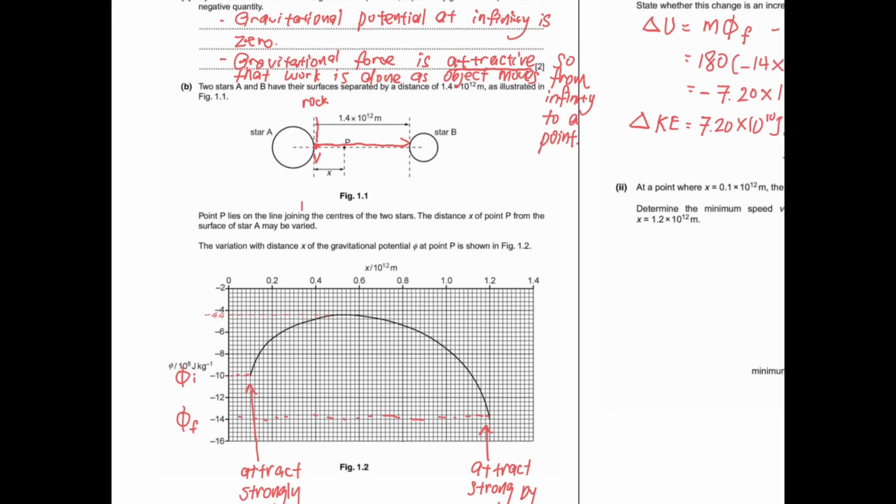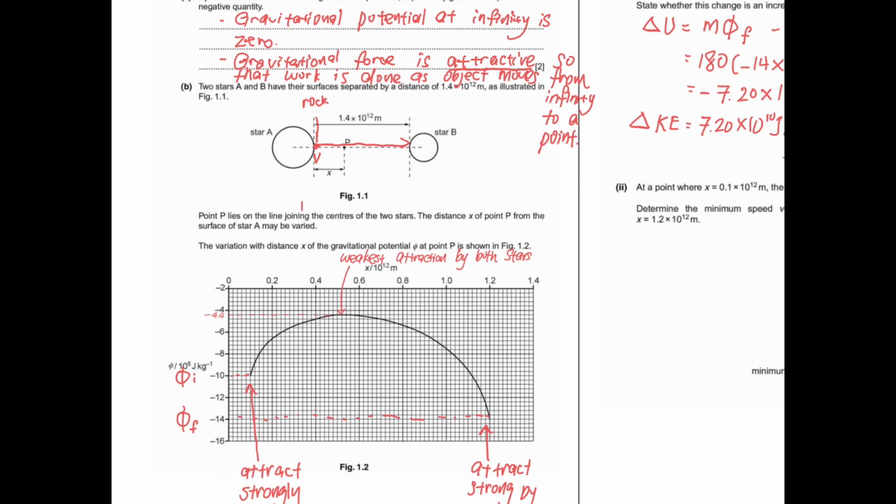Okay, so why is this value to be considered? Okay, so I have to say that this value is a point with the weakest attraction. Okay, I write down first. This point is the point with the weakest attraction by both stars. Okay, weakest attraction by both stars.